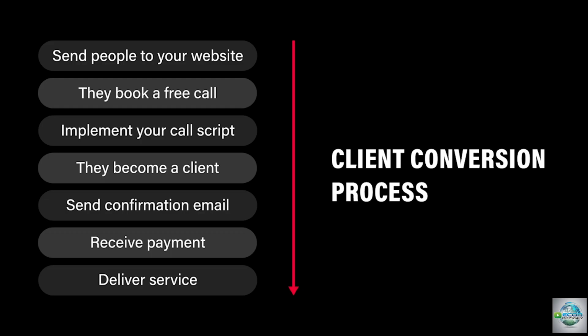All right, so that's how the client conversion process works. You send people to your website, they book a free call, you run through the call script we covered, they agree to becoming your client, you send them a confirmation email with your payment link, and then finally they pay, and then you start delivering your service to them. Now, we've got just one more thing to cover in this video, and that is, what do you actually use to arrange these phone calls in the first place?